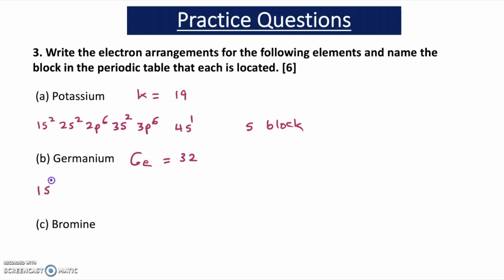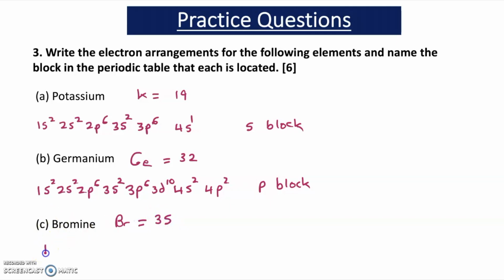Now germanium is atomic number 32, so it's 1s2, 2s2, 2p6, 3s2, 3p6, and then once again the 4s fills first, so it's 4s2, then it's 3d10, and there are 2 electrons left because I put in 30, so it ends in 4p2. And germanium is a p block element because its last electron is in a p orbital.